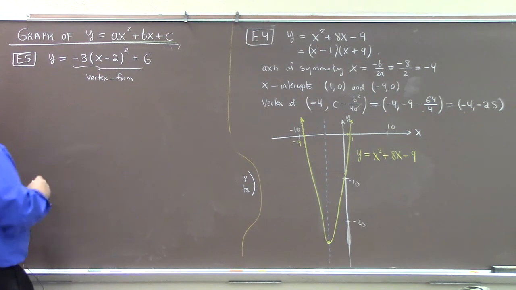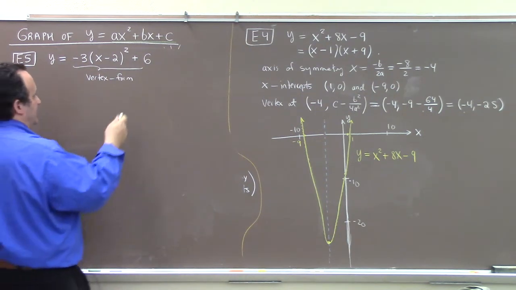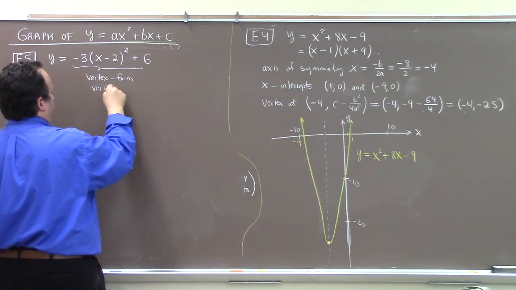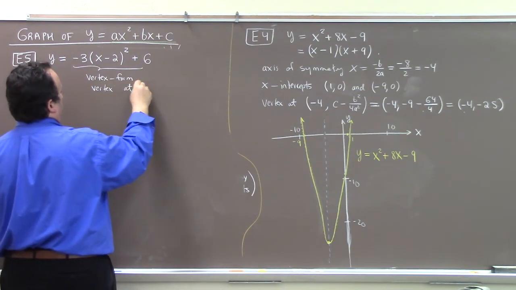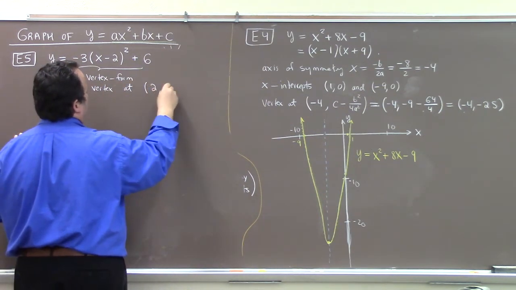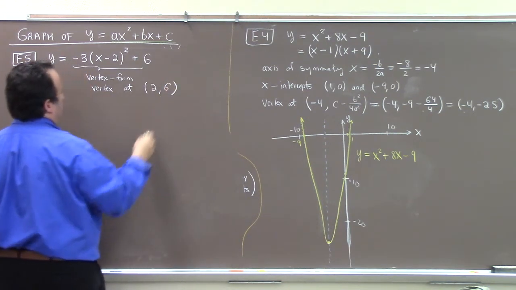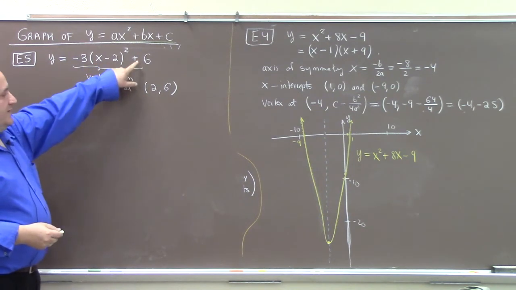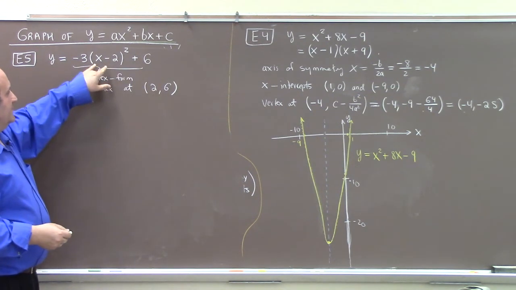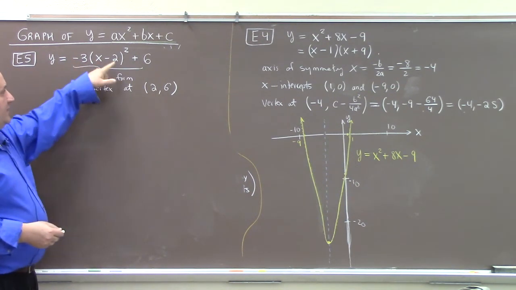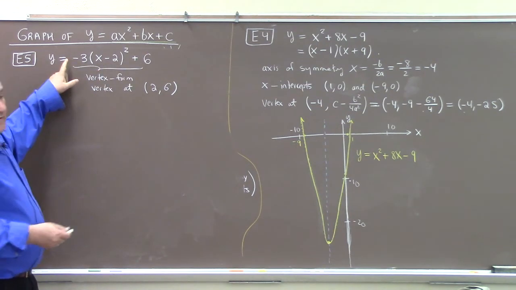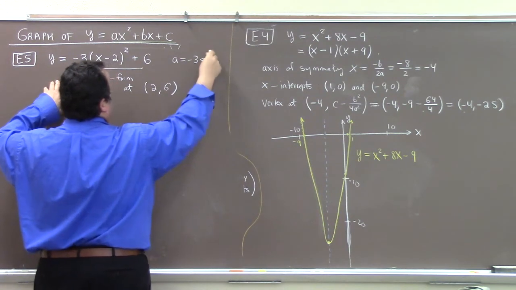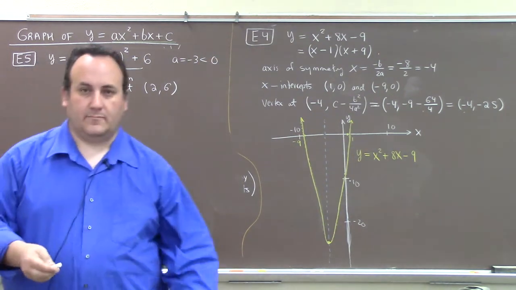See, if the equation looks like this, I can read directly from this that the vertex is at (2, 6). Because if I plug in 2 into this equation, it makes that zero, and we're left with 6, and that's the largest this quantity can ever be. Notice that here a is equal to minus 3, which is less than 0, so it's going to open down. All right?